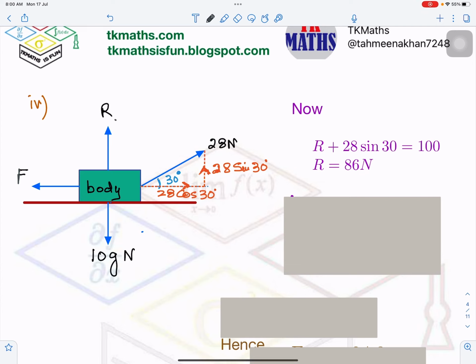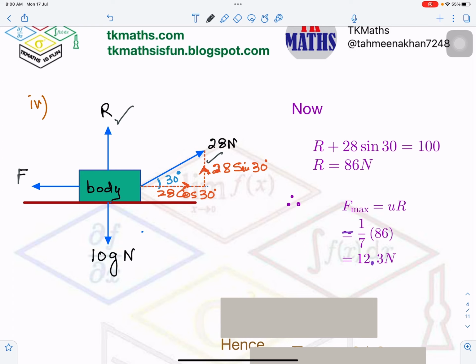Because the R direction is up and this vertical component of the force is up, I added them up and equated to the opposite, which is 100. Why did I equate it? Because no motion is happening vertically, so these forces are balancing each other. Now that I know my R, let's calculate the maximum frictional force, which is 12.3.